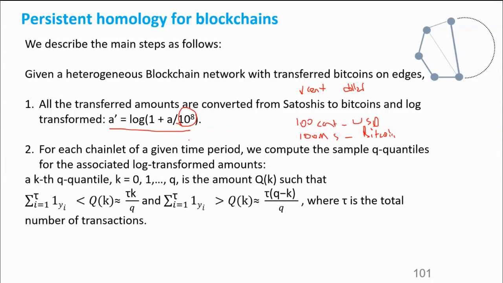For each chainlet of a given time period, we compute the sample quantiles for the associated log transformed amounts. And a kth Q quantile is the amount such that this equation holds.